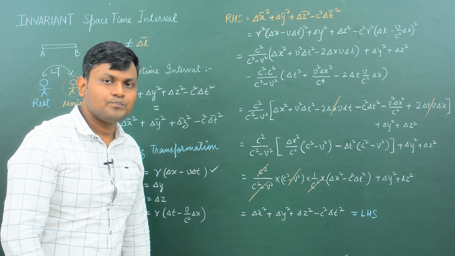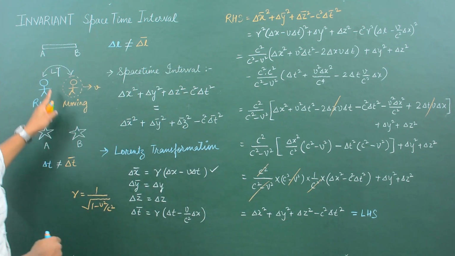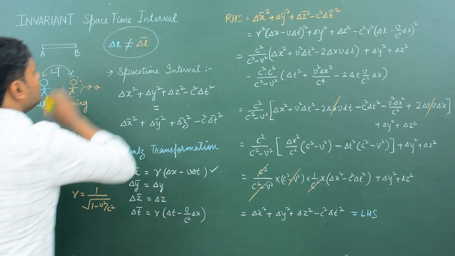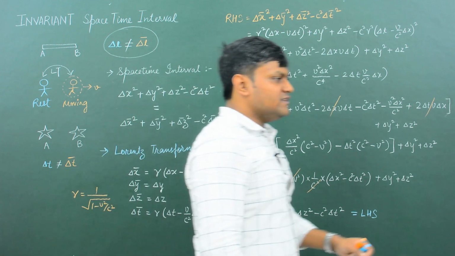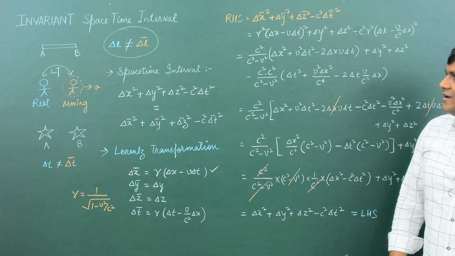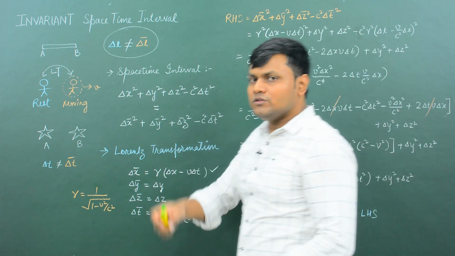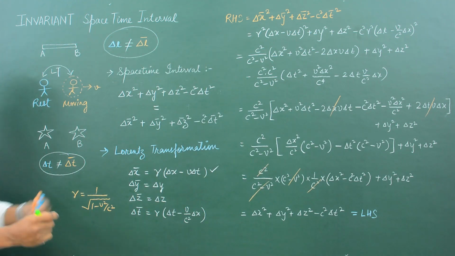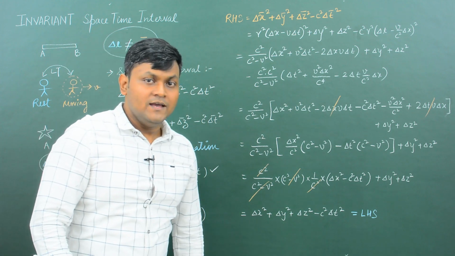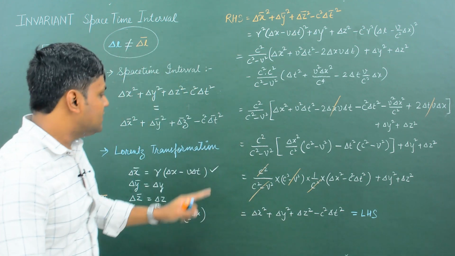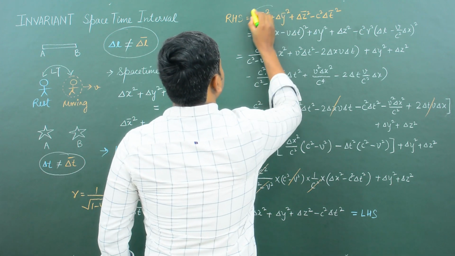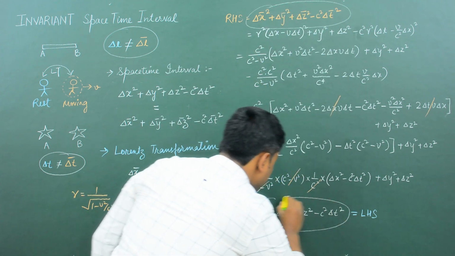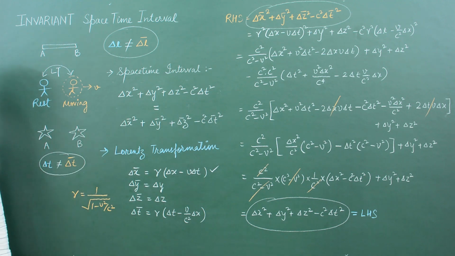proof. So even though both the observers do not agree upon the distances that they measure in space, right? Even though both the observers do not agree upon the time periods that they measure between physical events, they do agree upon this particular quantity. So this quantity is the same for both the observers.